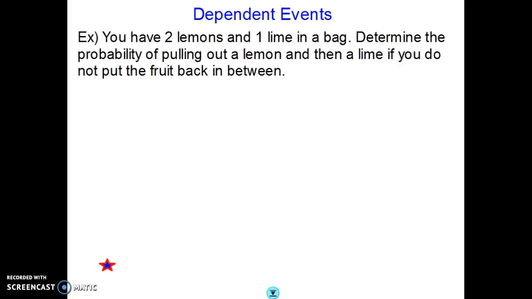Let's look at the exact opposite in this next example. Let's say we have a bag with 2 lemons and 1 lime in it. And we want to determine the probability of pulling out a lemon first and then a lime. And we're not going to put the fruit back into the bag in between picks.